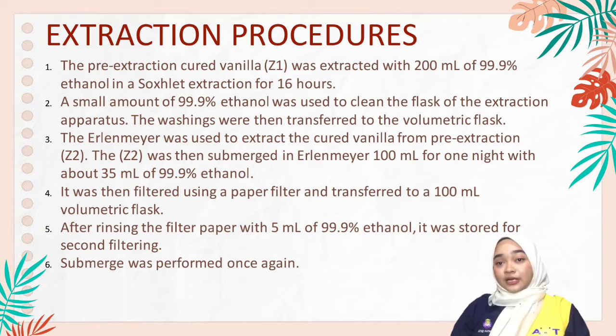The result of the cured vanilla from the first submerge was pounded in the mortar, then submerged again in the Erlenmeyer for one night with about 35 ml of 99% ethanol. Following a one-night submerge, the ethanol from the second submerge was fused with the ethanol from the first submerge using a paper filter like the one used for the first filtering. Pour the washings into a volumetric flask after rinsing the cured vanilla with 99.9% ethanol, and mix well up to the mark with the ethanol.